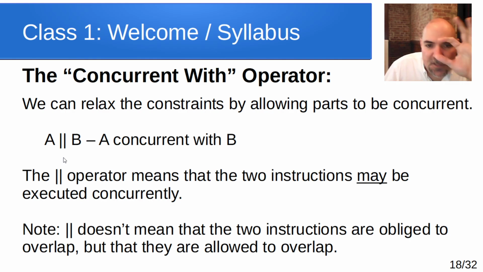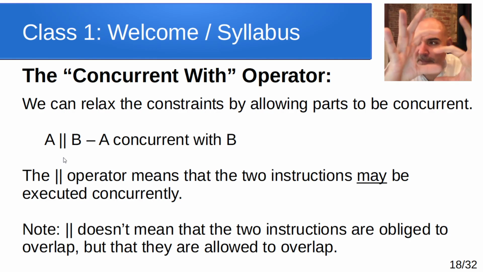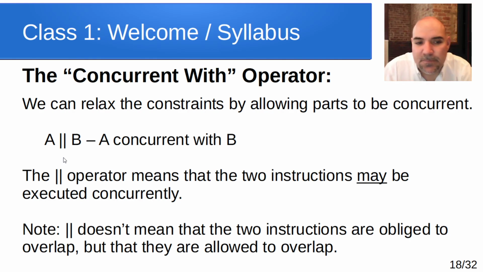So in other words, you could still have A and then B, or B and then A, or they could overlap in any number of possible ways like this. This one could be contained inside of that one, or that one inside of this one, they could look like that or that. They can overlap in a lot of different ways, and it's still okay. So this is allowing those to overlap each other.